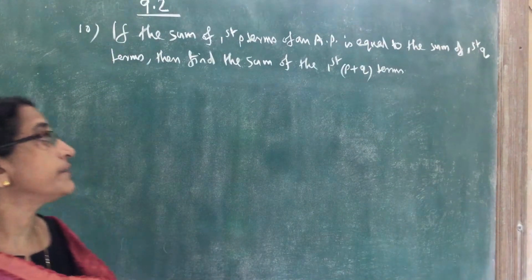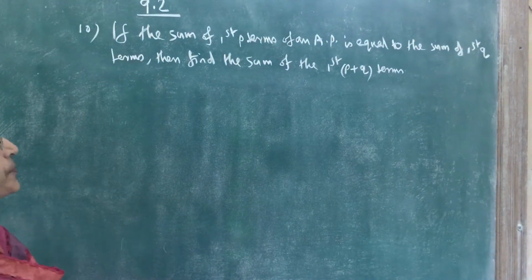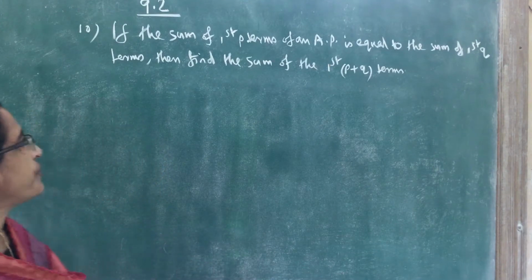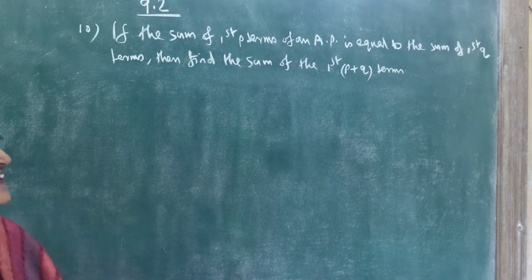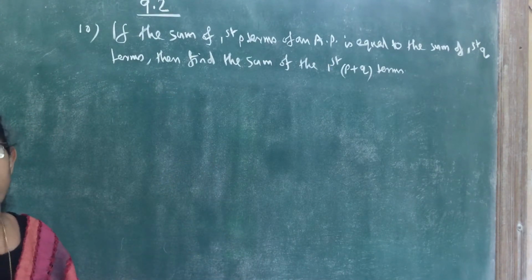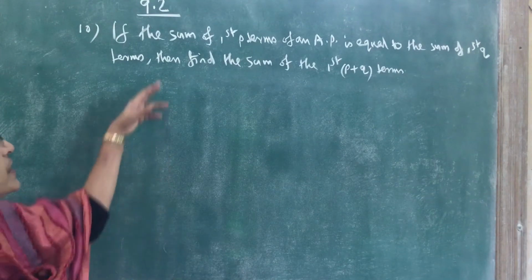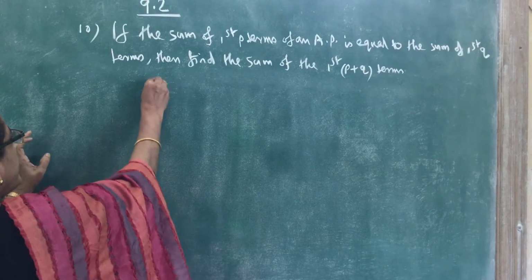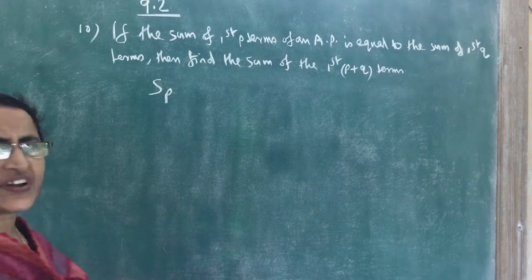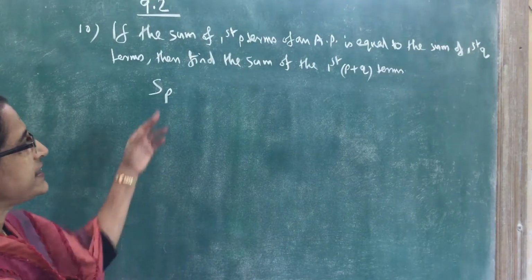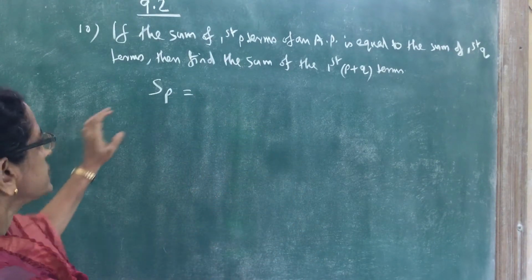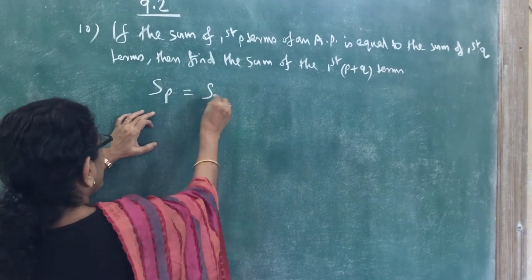9.2, 10th one. If the sum of first p terms of an AP is equal to the sum of first q terms, then find the sum of first p plus q terms. What is given is the sum of first p terms of an AP, denoted by S_p. The sum of first p terms of an AP is equal to the sum of first q terms. So S_p equals S_q.